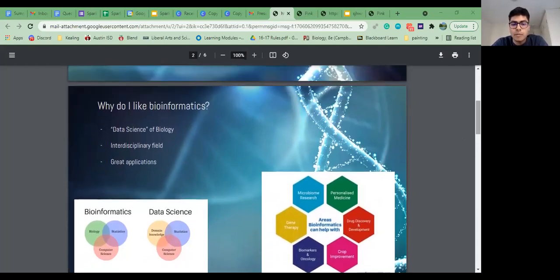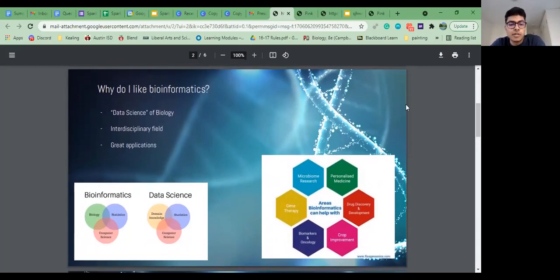All right, why do I like bioinformatics? I define bioinformatics as the data science of biology, and the figure on the left describes it pretty well. If you sub in biology for the domain knowledge portion of data science, it becomes bioinformatics.